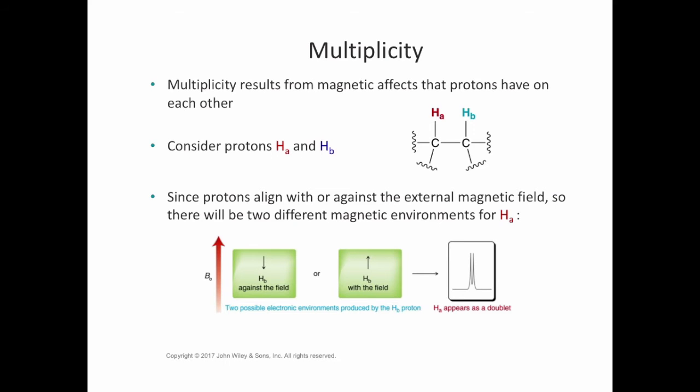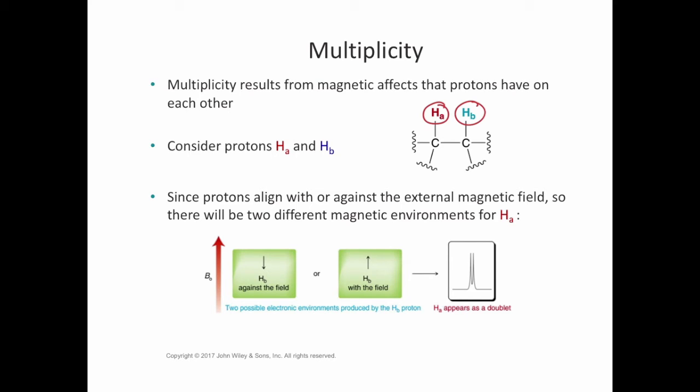The cause of splitting patterns is due to magnetic effects that protons have on each other. So let's consider protons A and B shown in red and blue. They are color-coded to indicate that they are not chemically equivalent, so they will give rise to different signals. Now, if we're looking from the point of view of HA, the red proton, it is going to be affected by the external magnetic field.